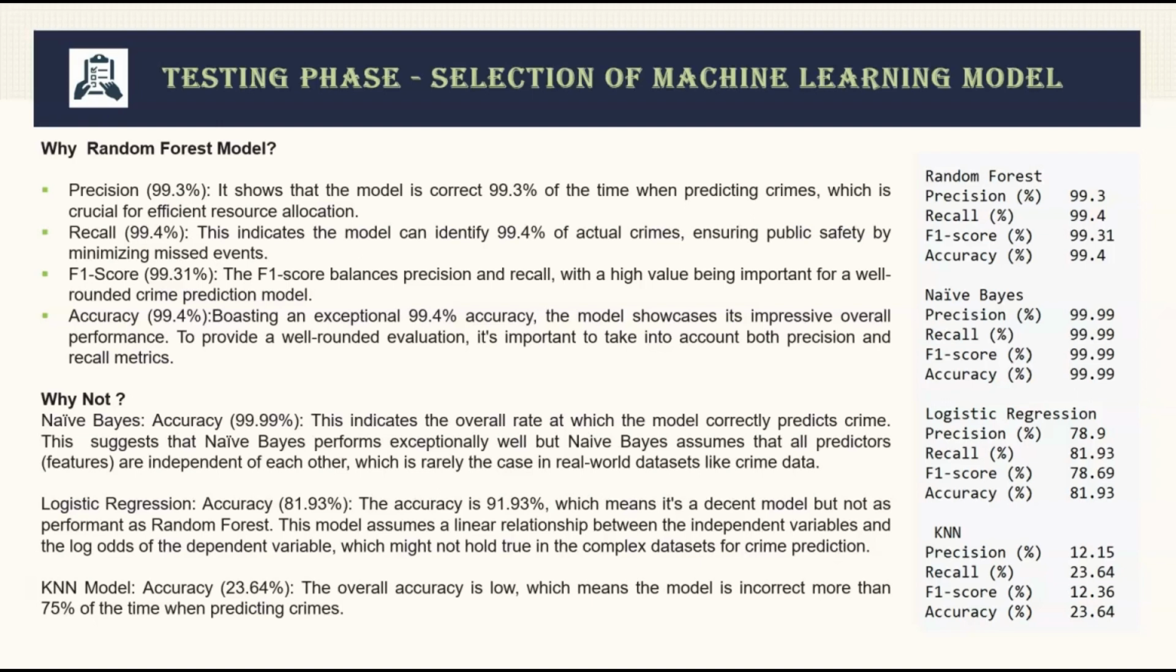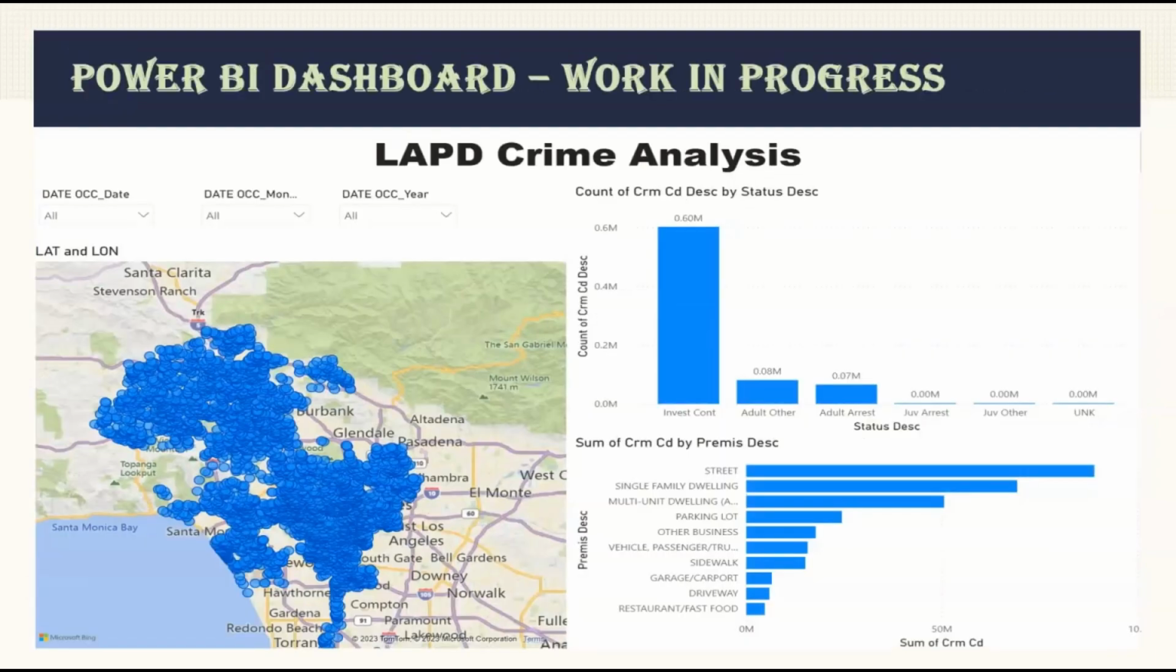Now, we'll also discuss why we didn't select other models. We have excluded naive Bayes for feature independence concerns, logistic regression for linear assumption limitations, and KNN for low accuracy in complex crime datasets. Next, we are in the process of preparing the dashboard for the project using Power BI.